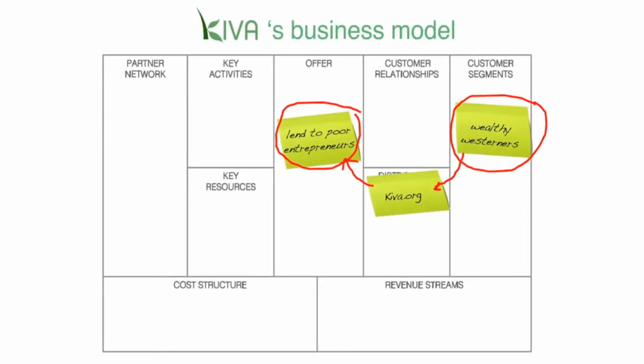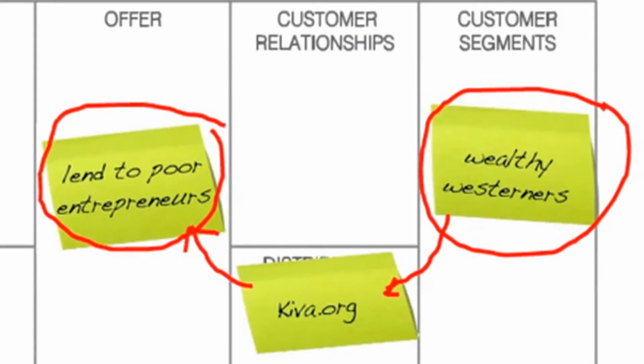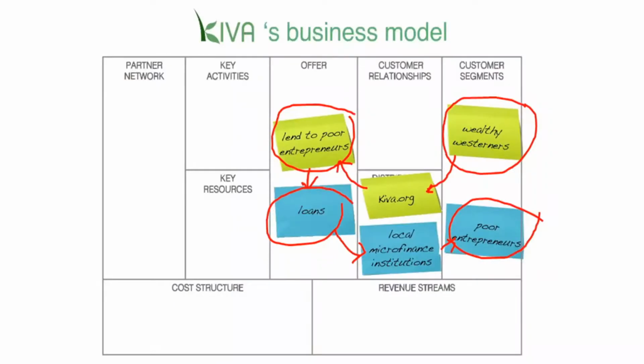So one side is wealthy Westerners. I know it's a bit of a generalization, assuming that all the wealth is in the West, but anyhow. Wealthy Westerners, through the kiva.org platform, lend to entrepreneurs that don't have resources. They lend money to start their business, okay? So the offer is basically loans to the poor. One of the customer segments, because they are customers of the bank, let's say that this is the bank, is wealthy Westerners. Now this is the interesting bit.